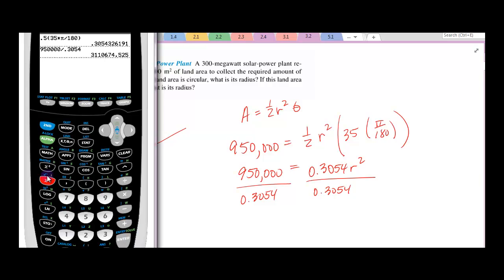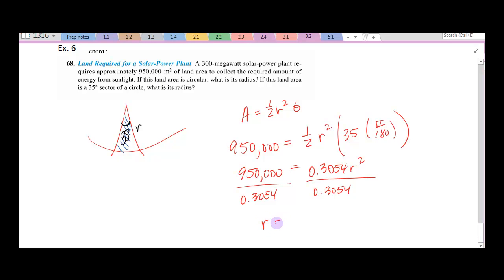So the square root of that. And we can see, or let me write it down here, we can tell when we do this on the calculator that the radius of this circle would have to be 1,763.6 meters in order to have an area given by the 950,000 square meters of land. And that's how you work both of these two application problems using the formula given.